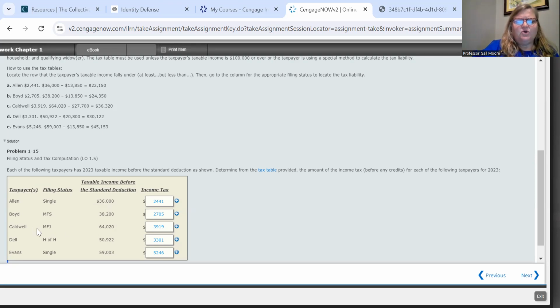But then I want to show you this. Caldwell is married filing joint. He has 64,020. Well, the standard deduction for married filing joint is 27,700. You see that right there? 27,700. So we're going to take that 64,020 minus the 27,700, and his taxable income is going to be 36,320. If you look at that on the tax tables for married filing joint, it's going to give you 3919.